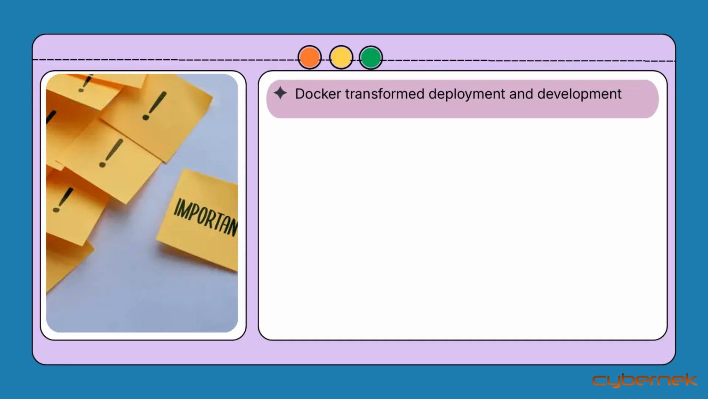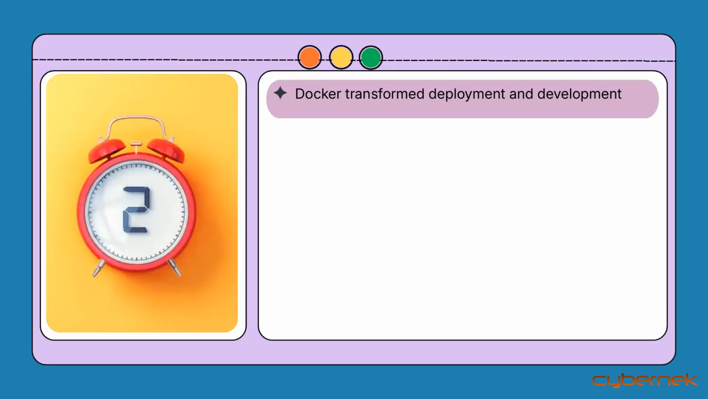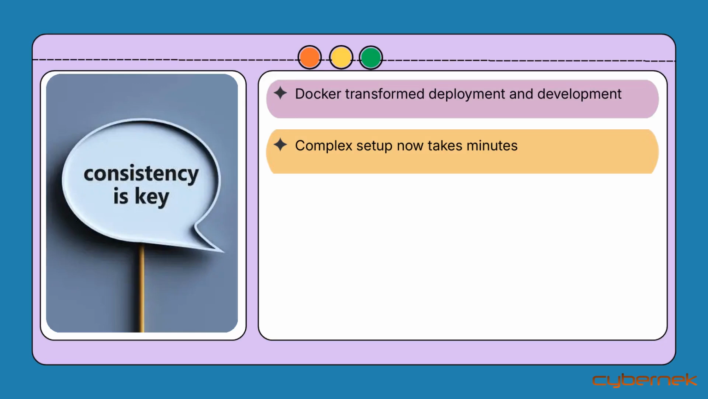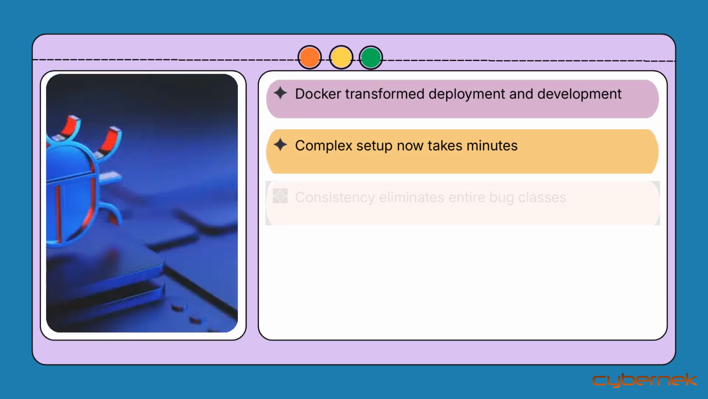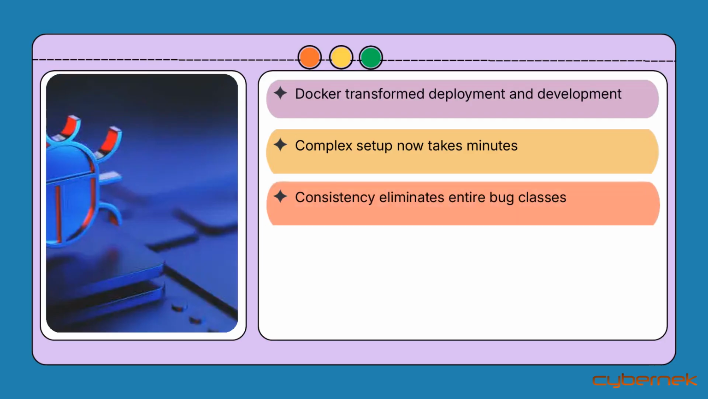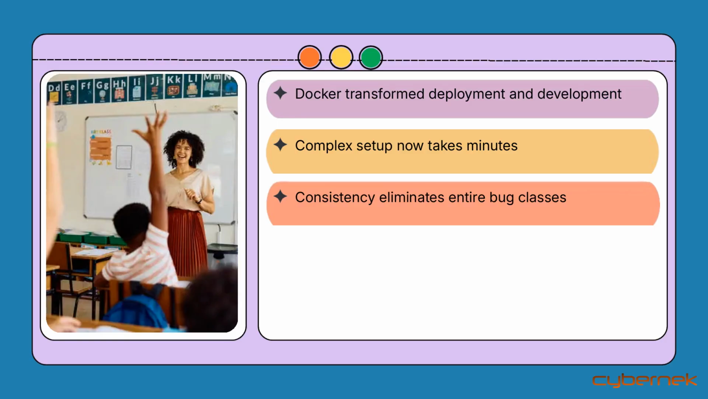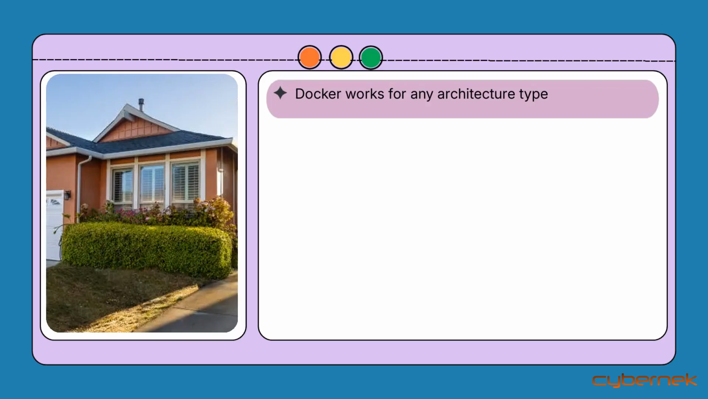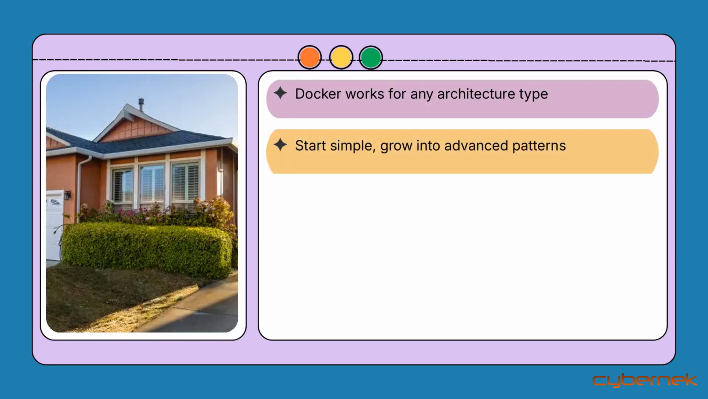Docker has transformed how we think about application deployment and development environments. What used to require complex setup documentation and hours of environment configuration now takes minutes. The consistency Docker provides between development, testing, and production environments eliminates entire classes of bugs. Whether you're building microservices, monoliths, or anything in between, Docker provides the foundation for modern application development.